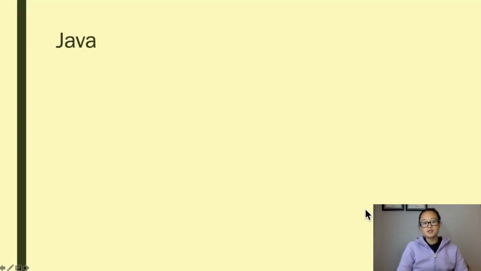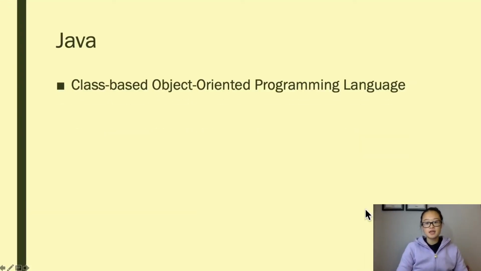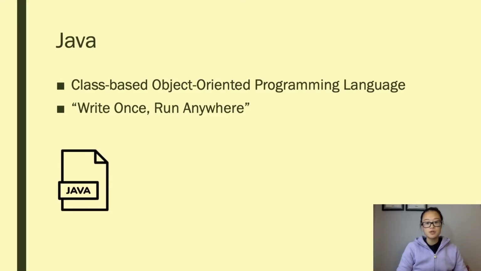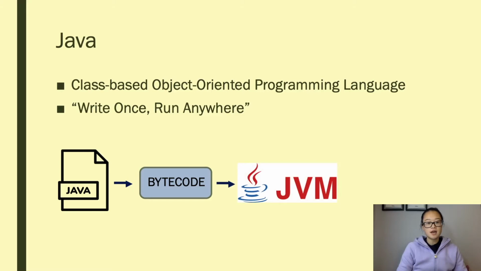So why learn Java? Java is a class-based object-oriented programming language, and it is a very common language used by developers to create applications. Java is also known as a write once, run anywhere type of language because after the source code is compiled into bytecode, you can run your Java program on any machine that has a Java virtual machine, also known as JVM. The JVM will take your bytecode and turn it into machine code to where your machine will be able to process it.